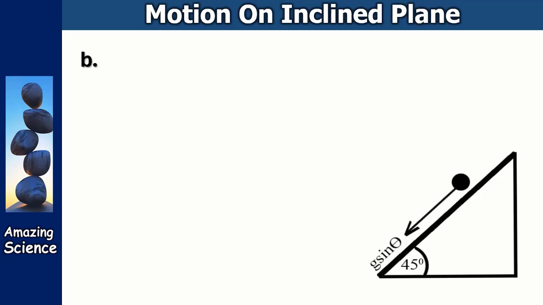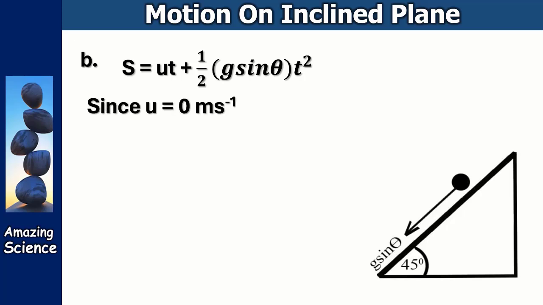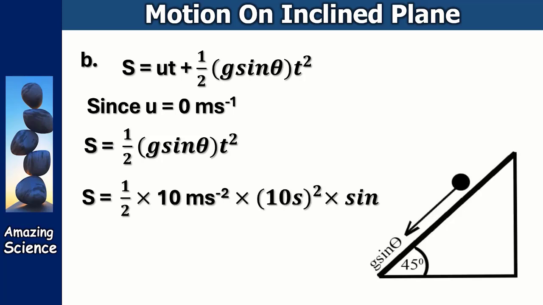Now let's go to the B part of the question. If you want to find the distance traveled by the ball along the plane, we use the equation s is equal to ut plus half g sine theta t squared. And since u is equal to 0 meters per second, the equation will now become s is equal to half g sine theta t squared. And by substituting in the figures, we have s is equal to half times 10 meters per second squared times 10 seconds squared times sine 45 degrees. When you compute this on our calculator also, we have 353.55 meters.